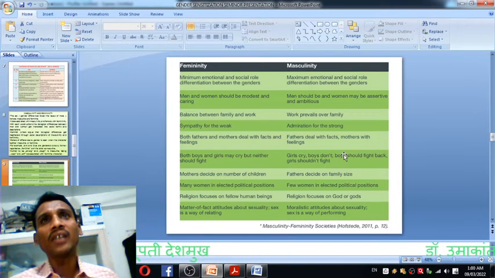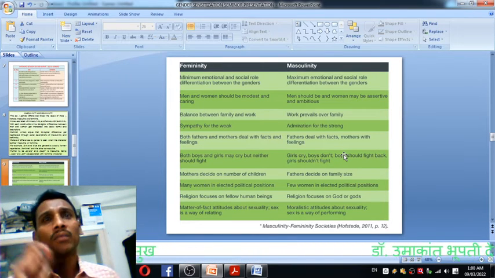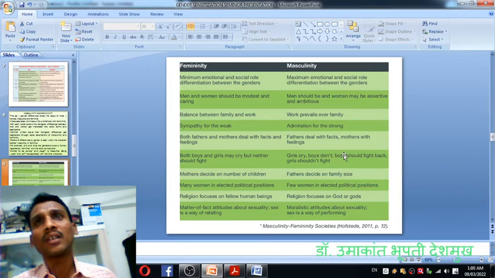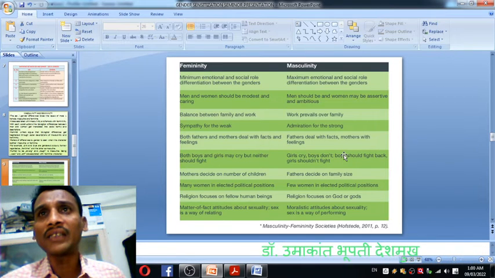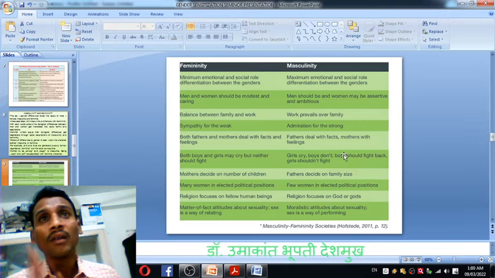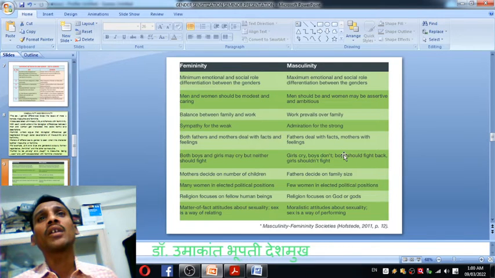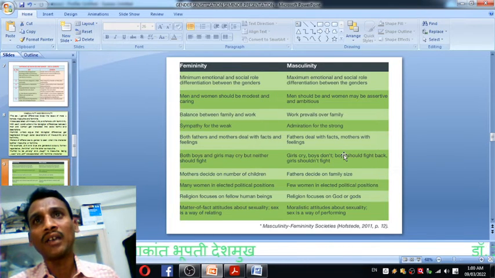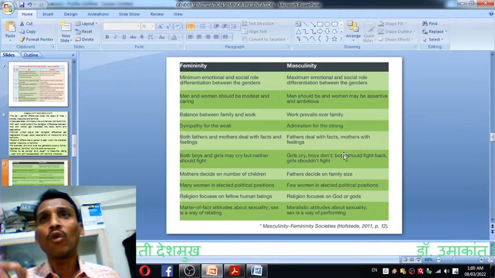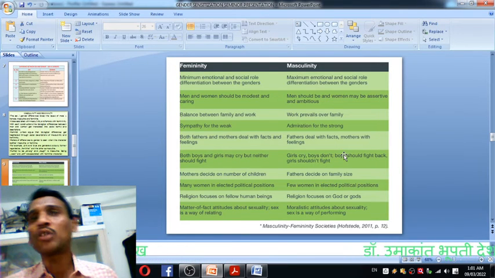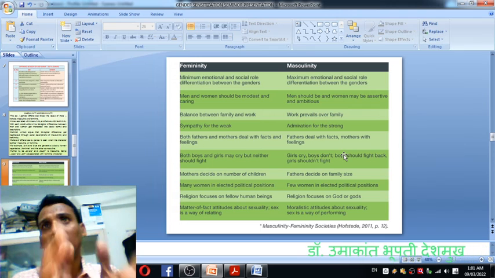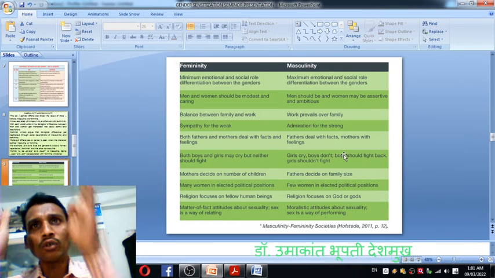In femininity, mother and father decide on the number of children. But in masculinity, the mother cannot decide the number of children, while the father can decide on the family size. Many men and women are in elected political positions in the case of femininity, but in masculinity few women are elected to political positions. So this is femininity, and in the case of masculinity, there are so many differences.